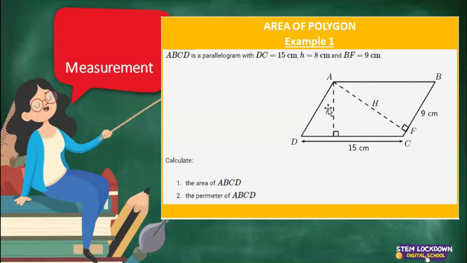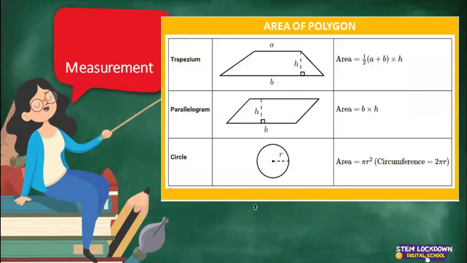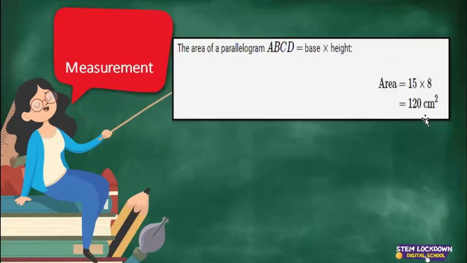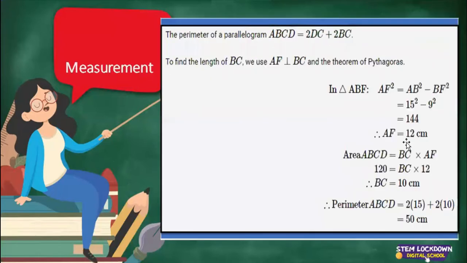Because we had the area as 120, the first question asks us to find the area, which we got as 120. So the area of the parallelogram is 120. With the area, you can find the side BC. Area equals BC times AF. So BC equals 120 divided by 12. BC equals 10.